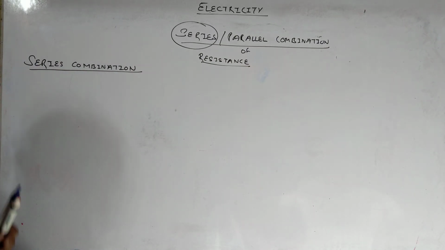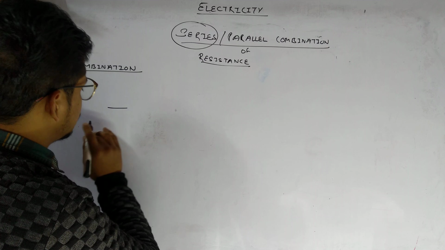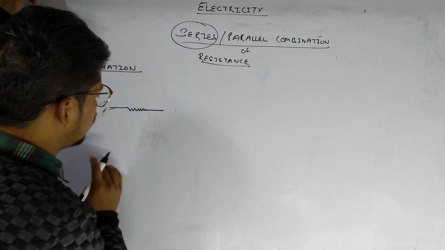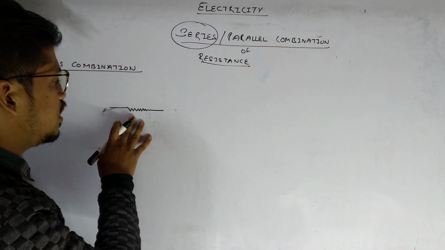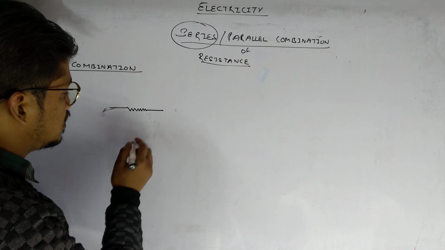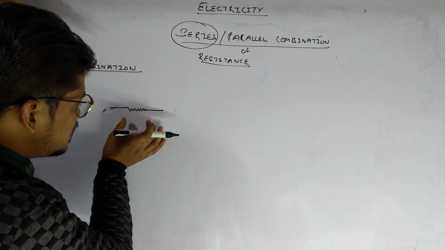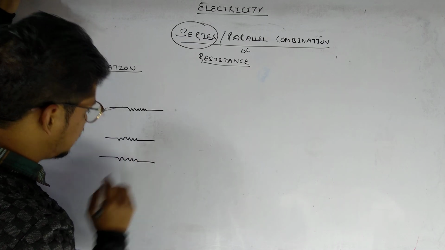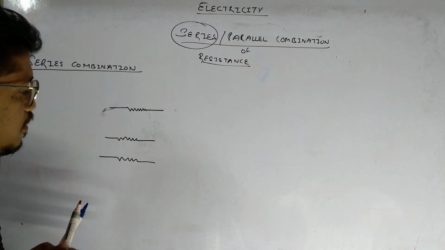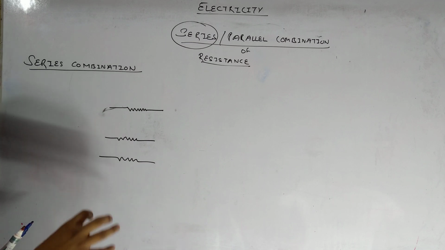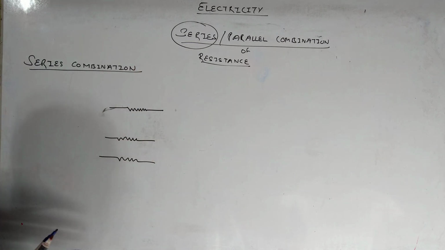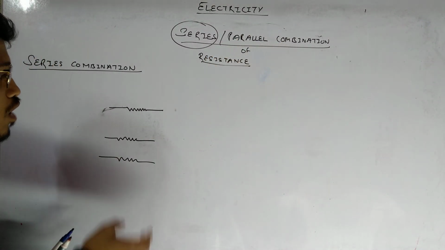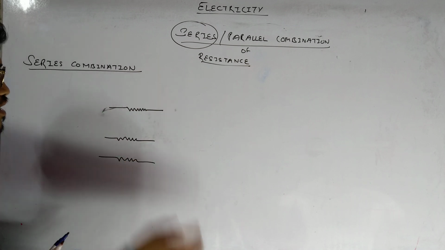Suppose that you have a resistance. The symbol of resistance is a diagrammatic symbol, and this is denoted by this one. I have three resistances, and I am going to arrange these three resistances in series. There are two methods of arrangement, series and parallel. Now I'm going to tell you how we can arrange these three resistances in a series combination.